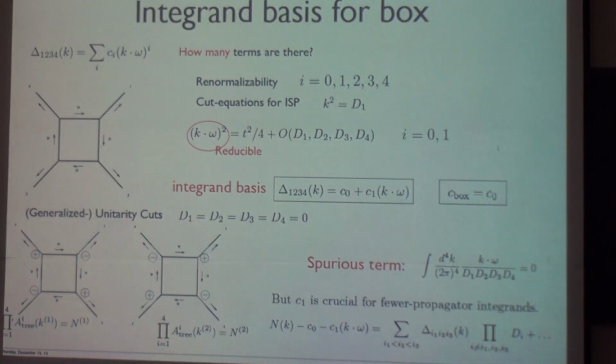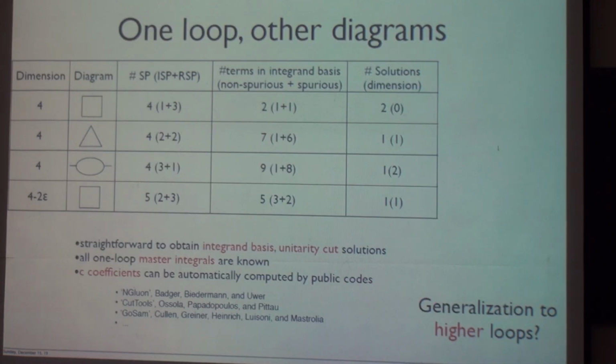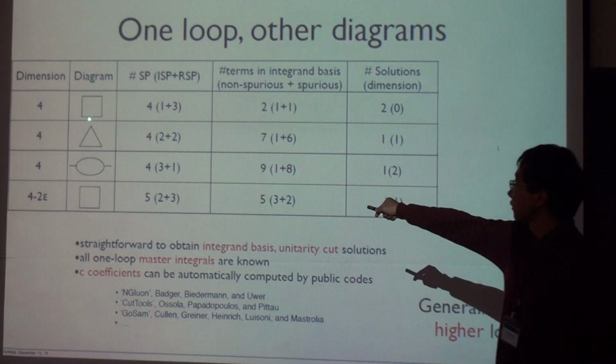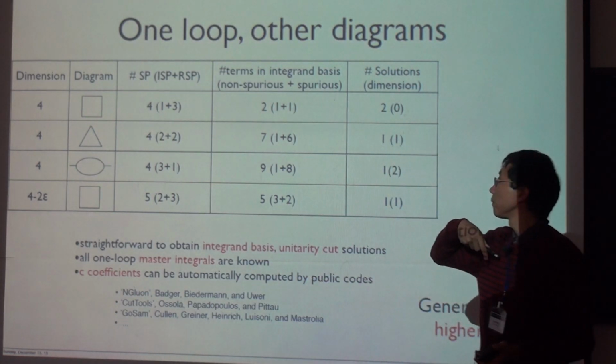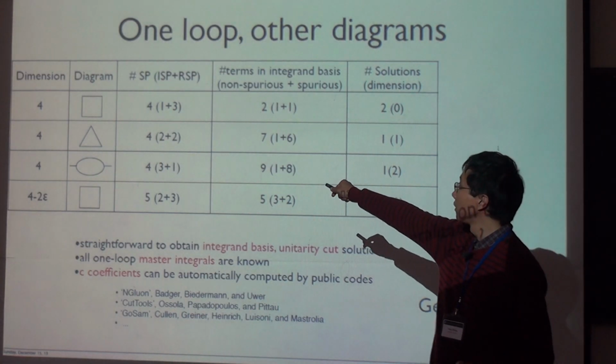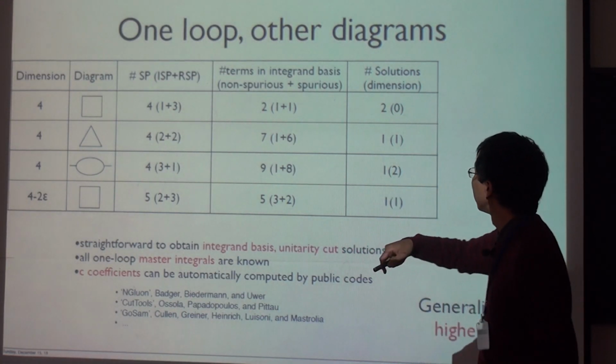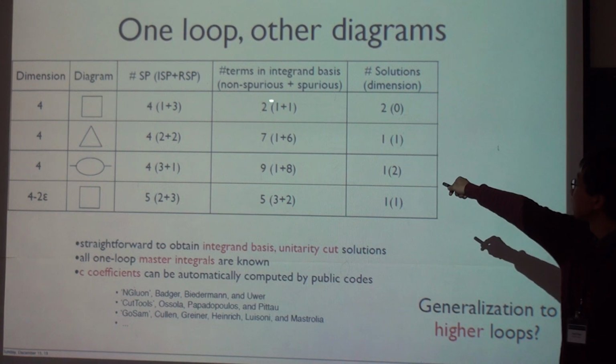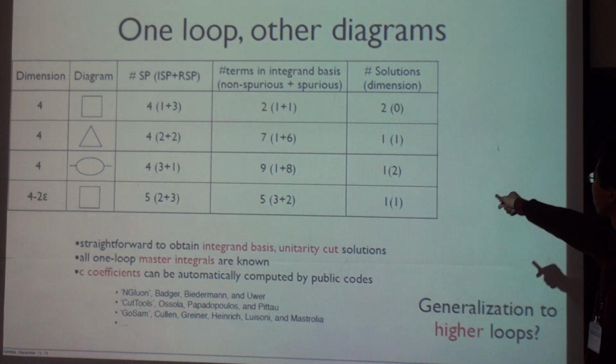So everything in one loop is straightforward. You can do box and do triangle, bubble, and also d-dimensional box, and everything like this. You can determine for each one how many scalar products there are, and also the number of terms in the integrand, and also the number of solutions.